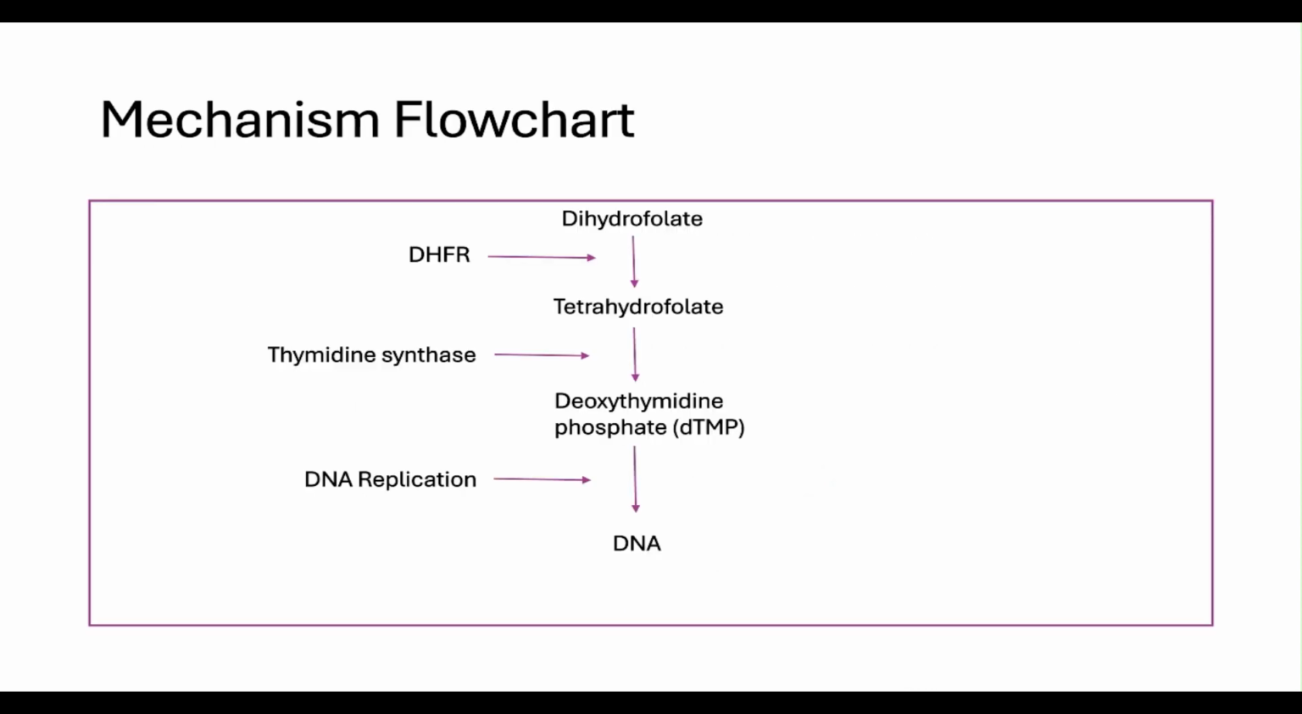So here's a basic flow chart of how it relates to DNA. First, here's our enzyme, and it comes in contact with dihydrofolate, it binds, it undergoes that whole process, and shoots out tetrahydrofolate. This is an important ligand for thymidylate synthase, and that will form dTMP, which is an important part in DNA replication and forming DNA.